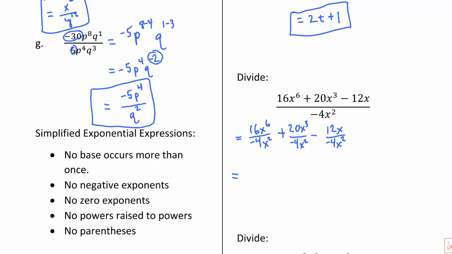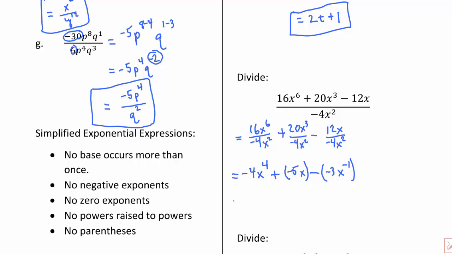Then we do the division. What's 16 divided by negative 4? Well, it's negative 4. X to the 6th divided by x squared. 6 minus 2 is 4, so this is negative 4x to the 4th. Plus 20 divided by negative 4. 20 divided by negative 4 is negative 5. X cubed divided by x squared. 3 minus 2 is 1, so it's x to the first power, but I don't put to the first power. Then minus 12 divided by negative 4 is negative 3, and then x divided by x squared, 1 minus 2 gives me negative 1.